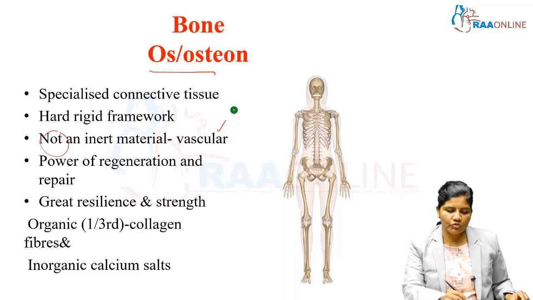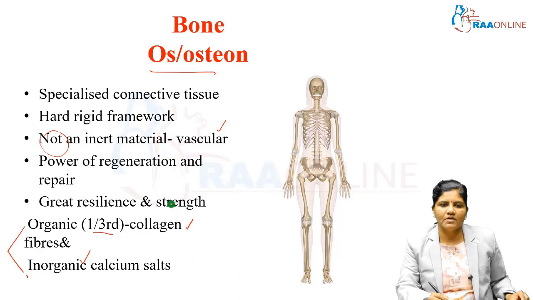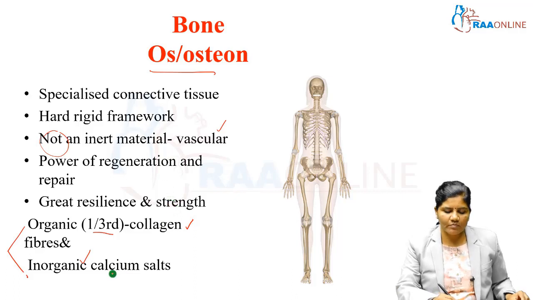It has both organic and inorganic components. The organic components form one third of the bone. The remaining two thirds of the bone is formed by the inorganic components. The organic components are made up of collagen fibers, and the inorganic component is mainly formed by calcium and other salts.